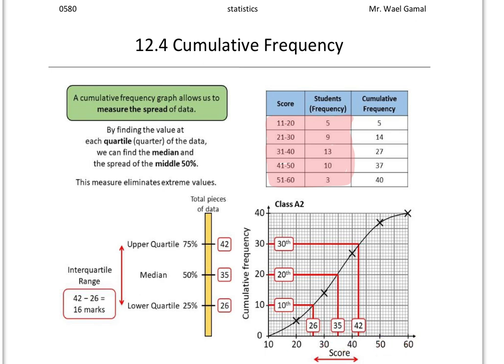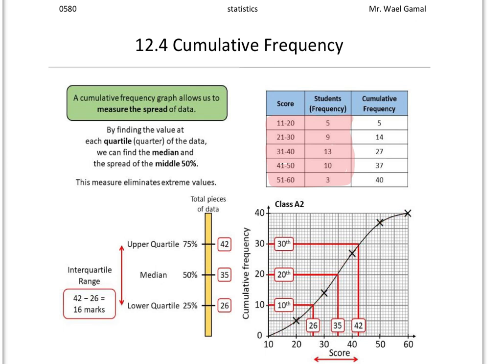The first point 20 and 5. The second point 30 and 14. Then 40 and 27. 50 and 37. 60 and 40. Then join these points together by small lines and join the first point with the origin. This is called the cumulative frequency curve.